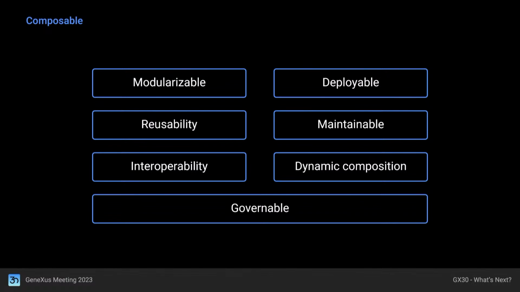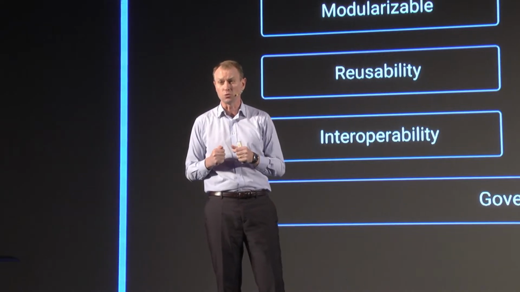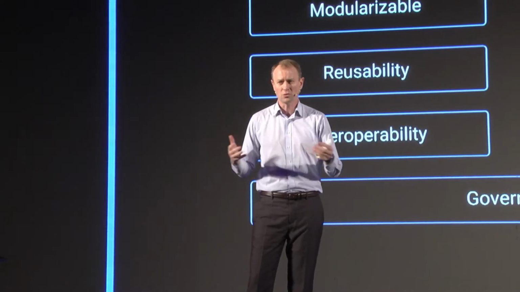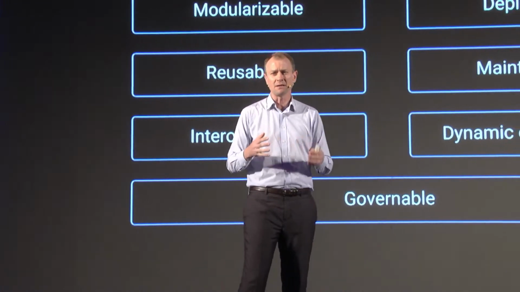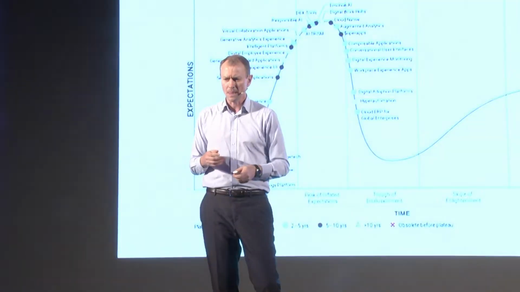And for one of these components to be composable with others, again, it must have certain characteristics: modularizable, reusable. I have to deploy every module, and I have to maintain it. And in a dynamic manner, I must compose the systems or the subsystems of my solution. And all this must be done in a governable manner. I have to be able to govern the life cycle of each one of these components.